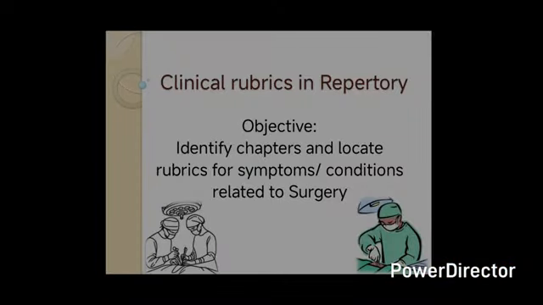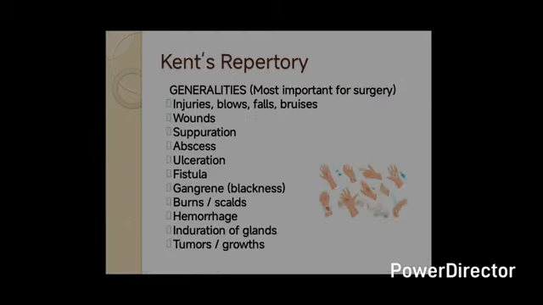Hello friends, in this video we are going to discuss a few important clinical rubrics given in repertory. The objective of this video is to identify chapters and locate rubrics for symptoms or conditions related to surgery. So starting from Kent's repertory, the chapter Generalities contains the following rubrics: injuries, wounds, suppuration, abscess, ulceration, fistula.